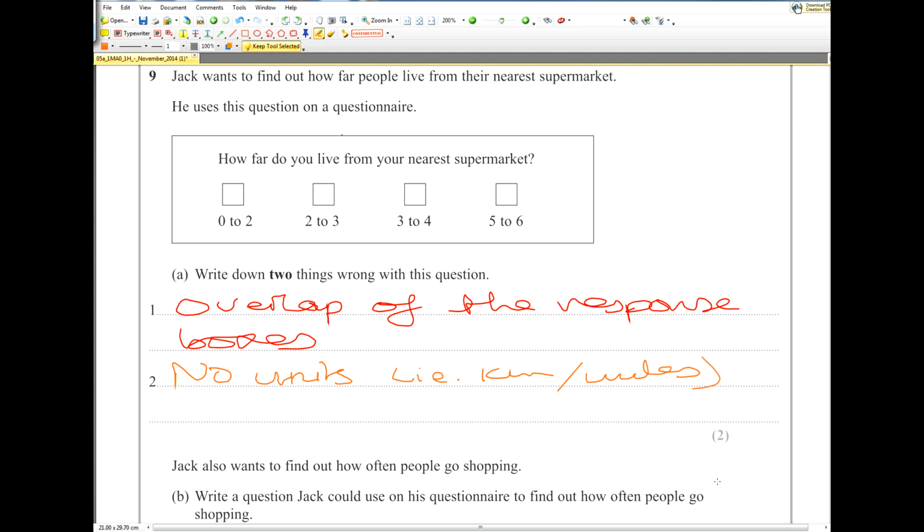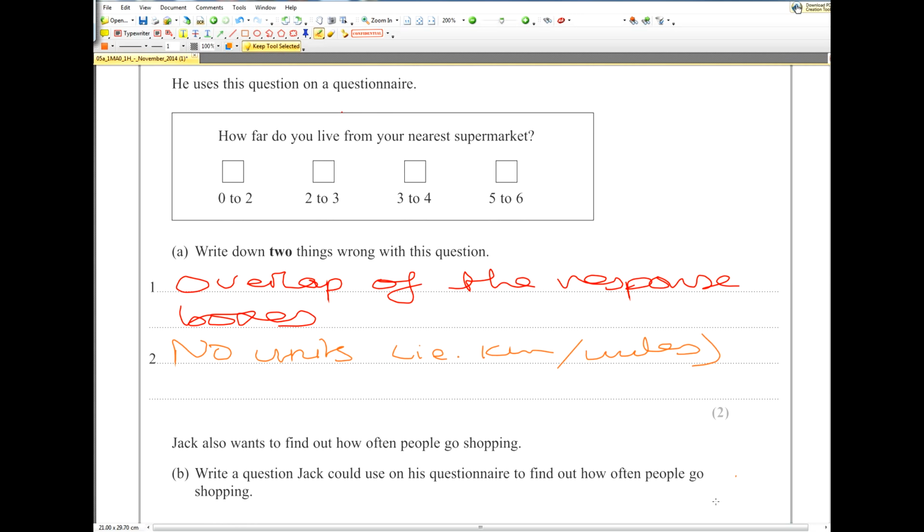The next question says Jack also wants to find out how often people go shopping. So we want to find out how often people go shopping. Write a question Jack could use on his questionnaire to find out how often people go. Okay, let's do that then.